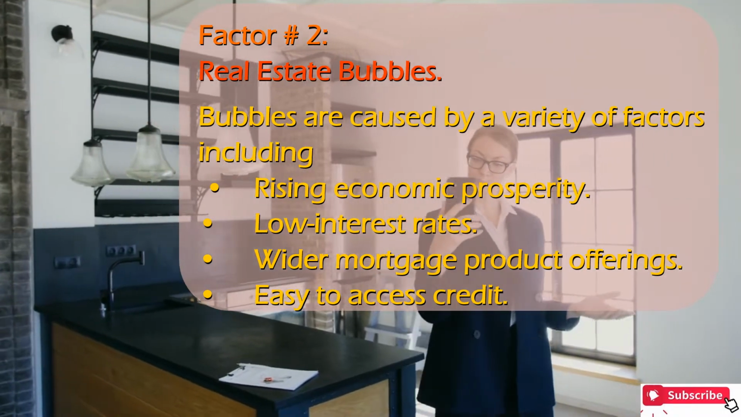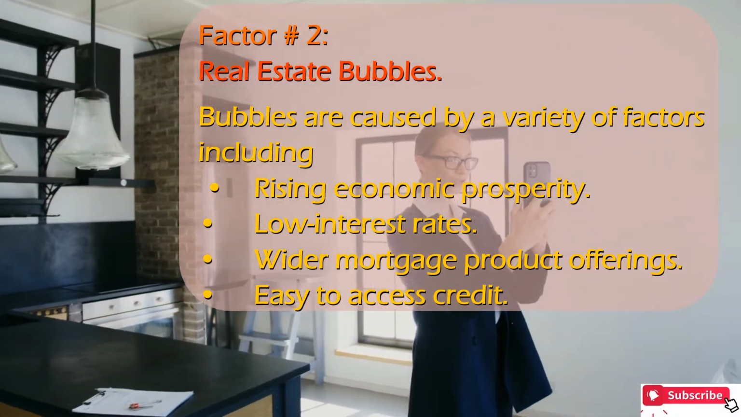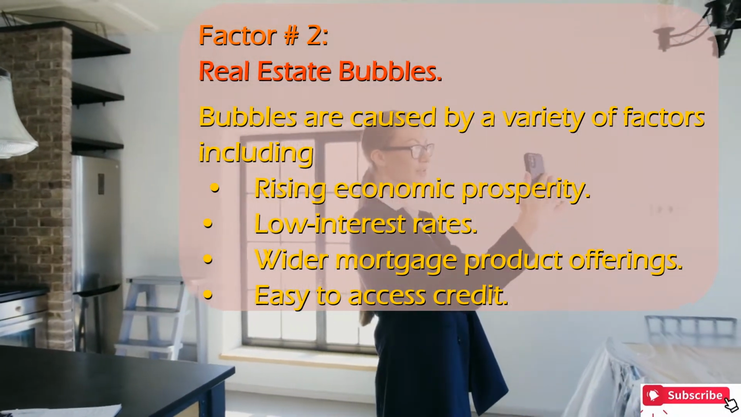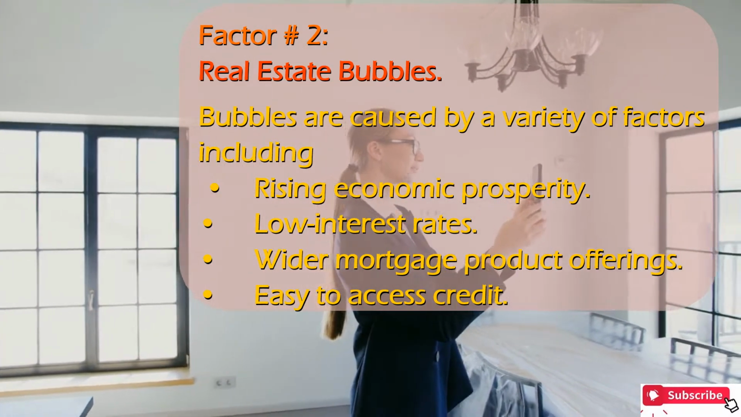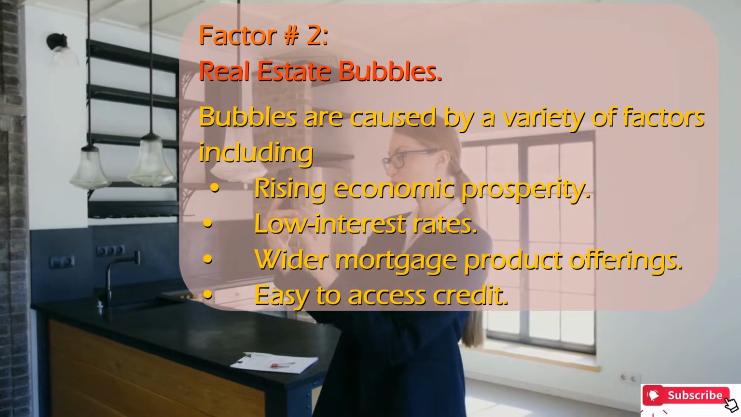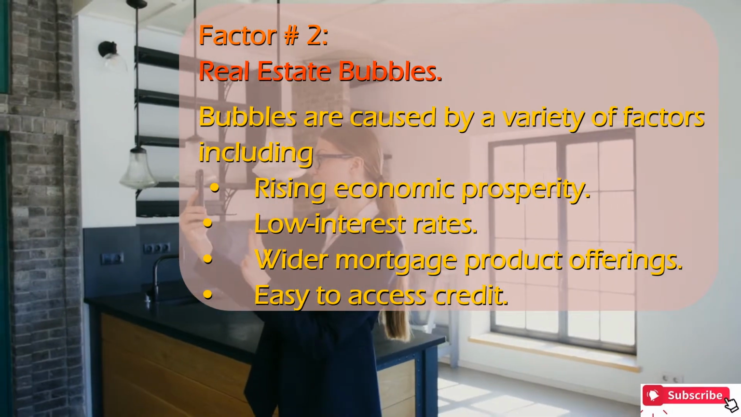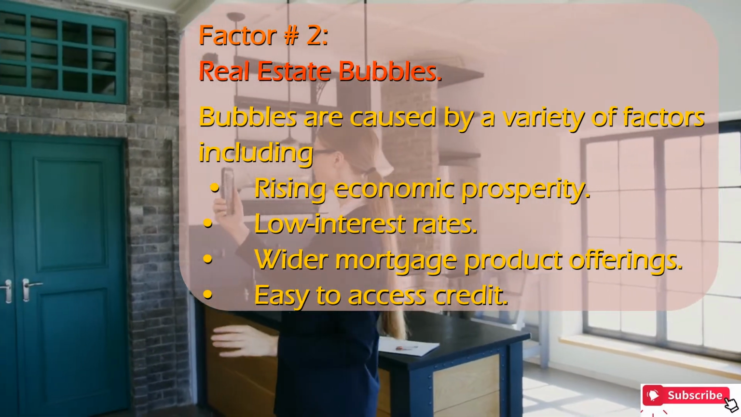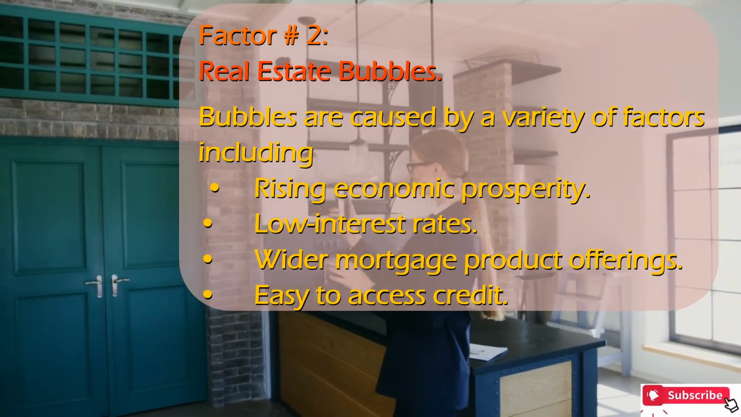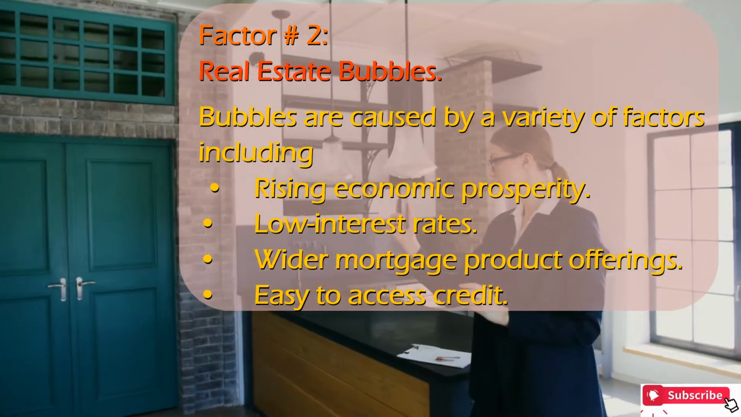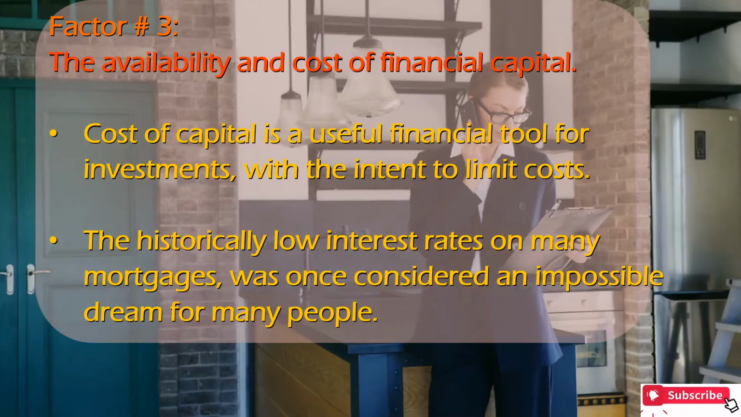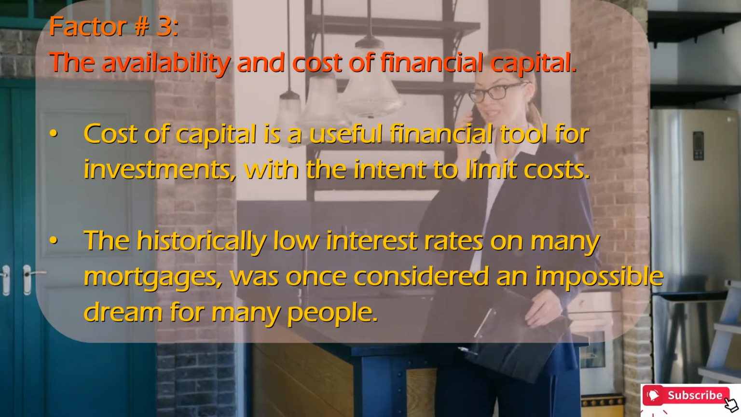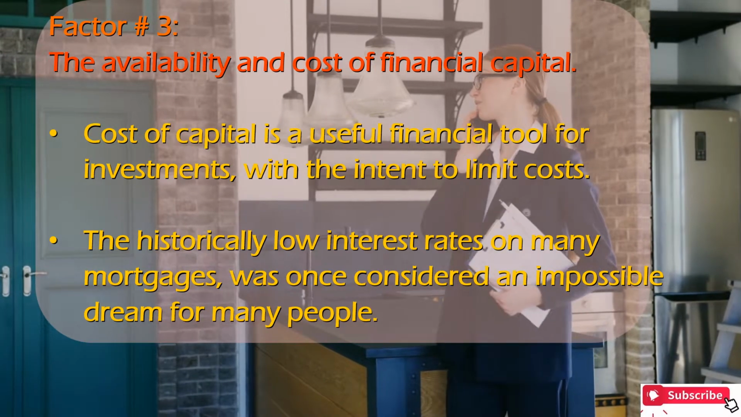That could be due in part to the large transaction costs associated with purchasing a home, not to mention the carrying costs of owning and maintaining a home, all of which discourage speculative behavior. However, the housing market does sometimes go through periods of irrational exuberance and see prices rise rapidly before falling back in line. Factor number 3. The availability and cost of financial capital.